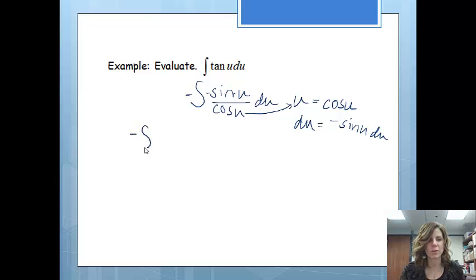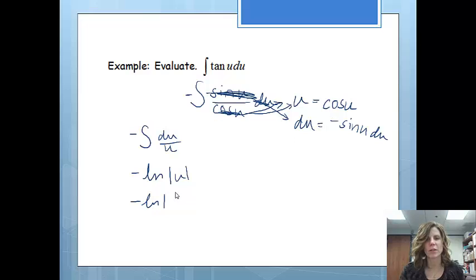So if I were to rewrite this, I'm going to get negative, the negative sine u and the du, they all become du. And then the denominator, the cosine u, is going to become u. So from here, the integral of du over u is natural log, and we'll carry that negative along, of the absolute value of u. And in this case, our u is cosine u. I know that was a little bit confusing with all those u's, but there we go.